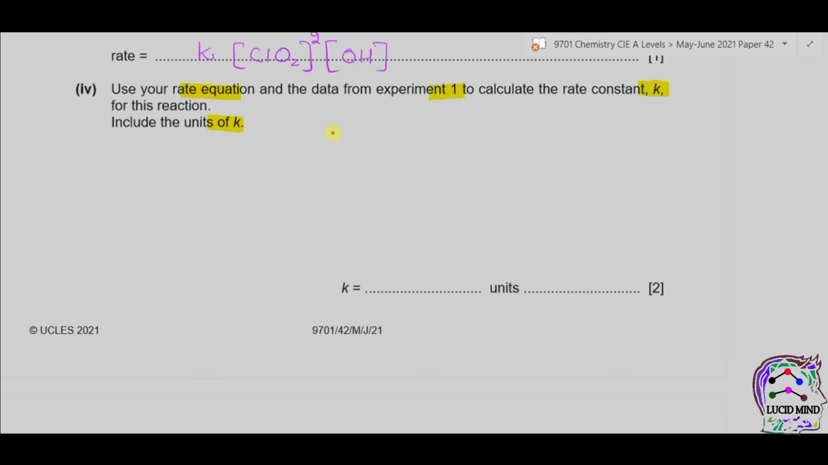So rate is 7.20 × 10^-4, and the unit is mole per decimeter cube per minute. Concentration of the first reactant, which is ClO2, in the table is given as 0.020 mole per decimeter cube. Concentration of the second reactant is 0.030 mole per decimeter cube.